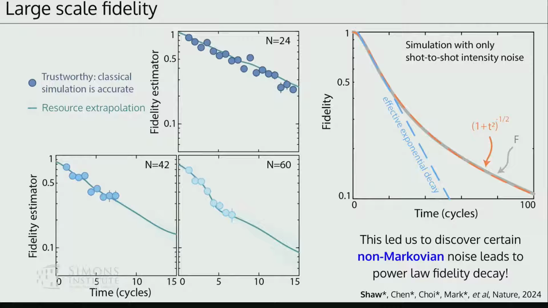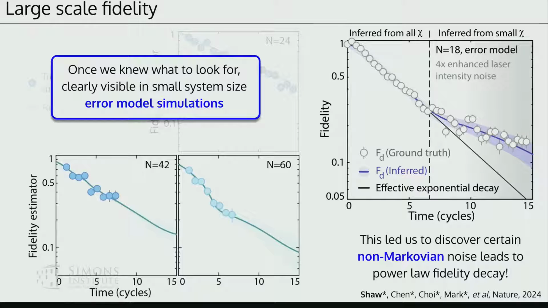Of course, after we discovered this and analytically came up with these descriptions for how these noise sources should look, we can then look back at our error model, and we can see that the error model shows basically the exact same behavior as we see for these large system size data. And we can actually extrapolate from the small system size error model to the large system size experiment and see that they're relatively consistent. Yes?